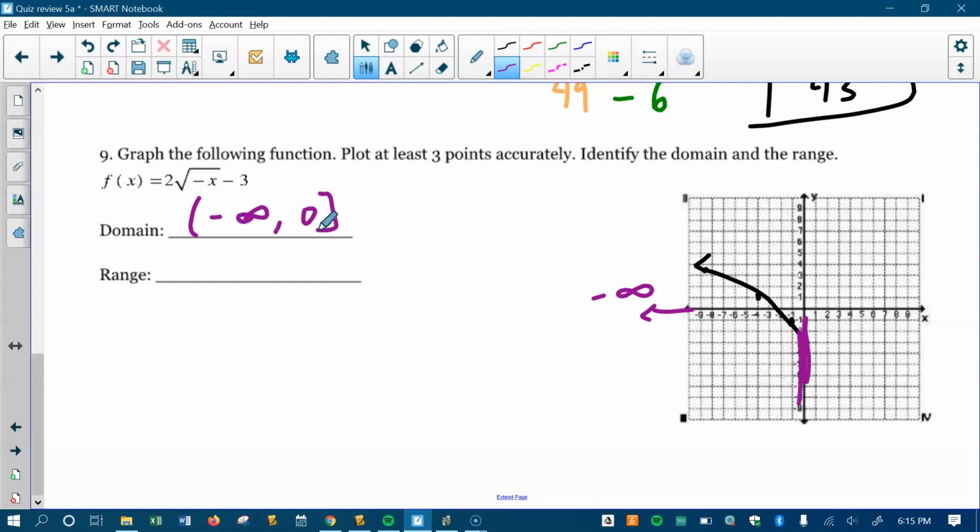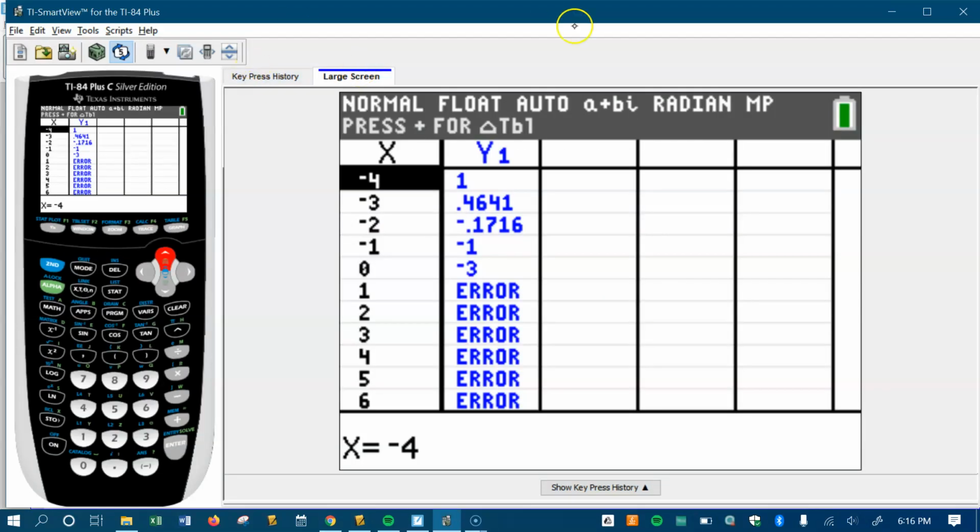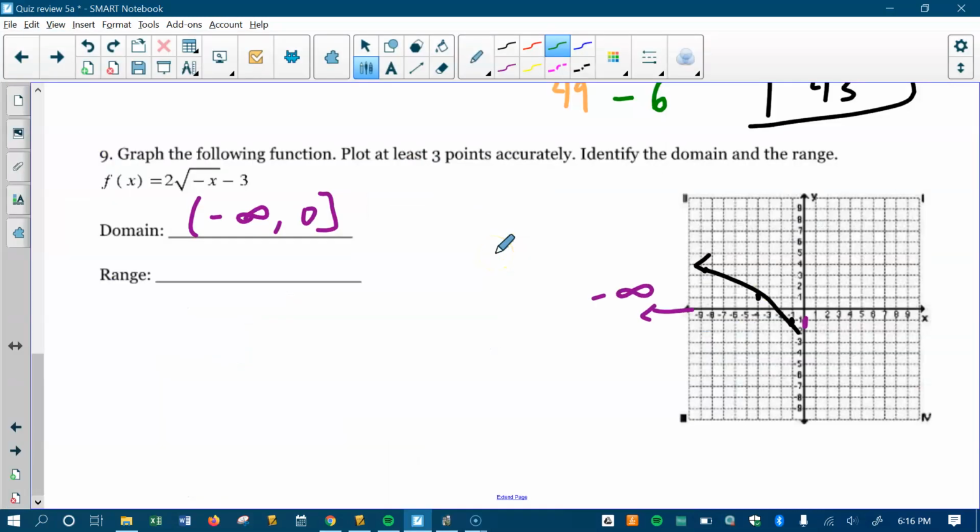Your range. Your range is going to start, let me get rid of some, we can actually see what I wrote here. So your range looks like it starts at -3, and you can kind of see that on the table here as well. Looks like we have a -3, which is the lowest y value, and then the y values keep getting bigger and bigger and bigger. So we will have a -3 brackets with infinity.